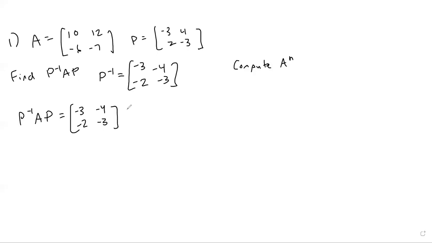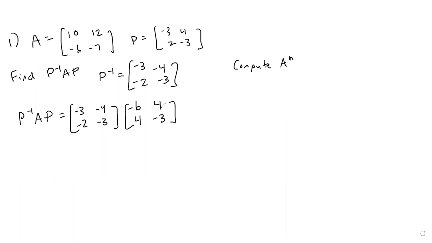So I'll have negative 30 plus 36 is 6. Or my bad, that's negative 30 plus 24, which is negative 6. And 40 minus 36 is 4. And then making our way along the bottom, 18 minus 14 is 4. And negative 24 plus 21 is negative 3.